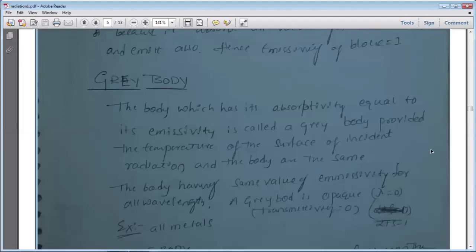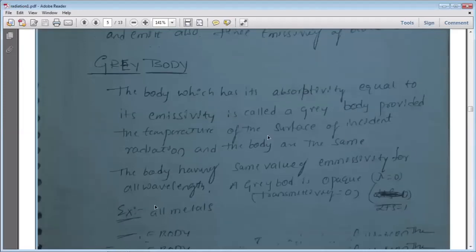So this is the example: all metals are called a gray body. The body having the same value of emissivity for all the wavelengths is called a gray body. The gray body is opaque, which means the gray body does not allow radiation to pass through that material.